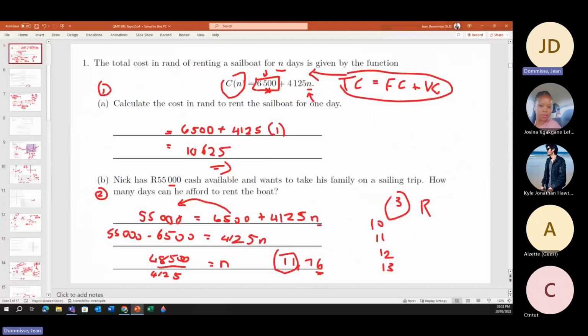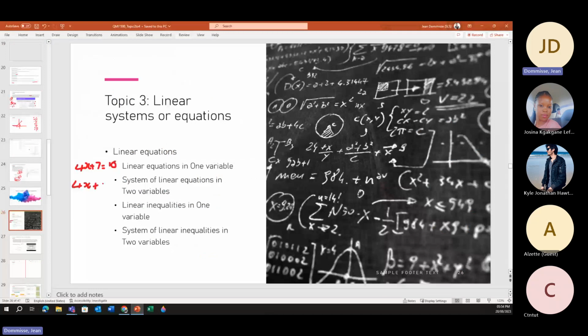Then we're going to look at systems of linear equations in two variables. So when we need to calculate, say, 4x plus 5 is equal to y, and you get another one that is 2x plus 1 is equal to 1. So that will then give, we will say that is a system of linear equations.